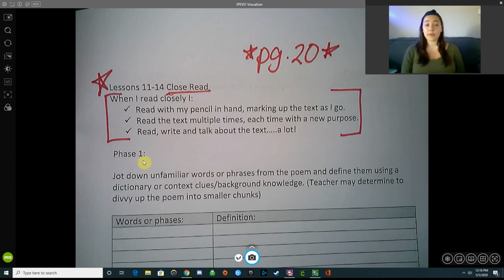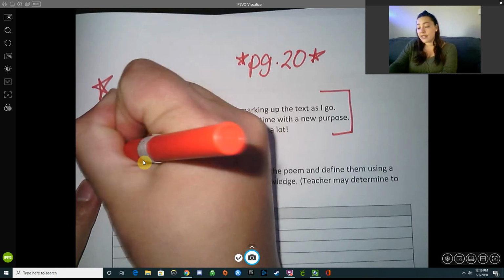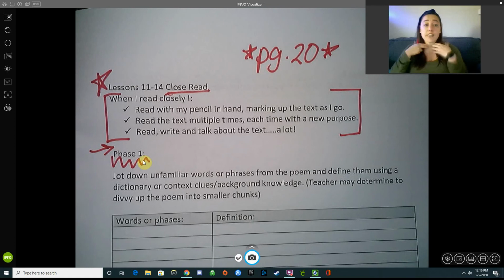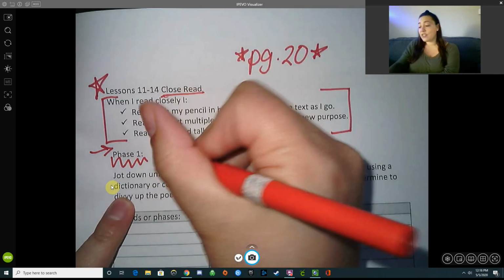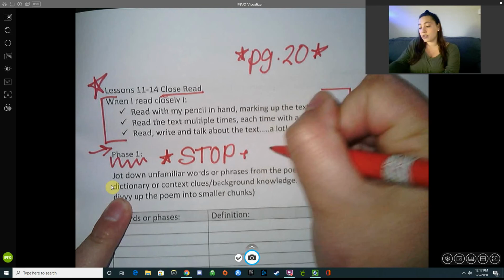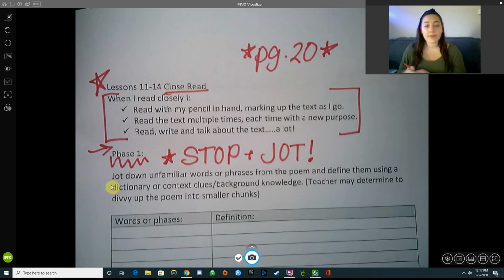Phase 1, I'm going to go over that quickly too because phase 1 will help you to identify things in your first read through or second or third read through of this poem. So phase 1, something that we always do, stop and jot. So if you need to make yourself some reminders, this is something that we always do in class. We stop and jot. We know how to stop and jot.